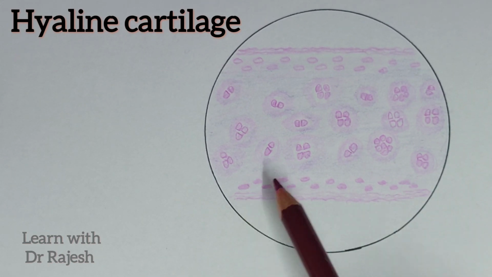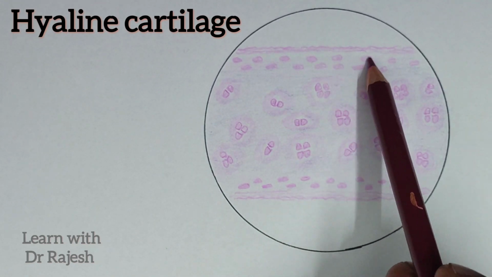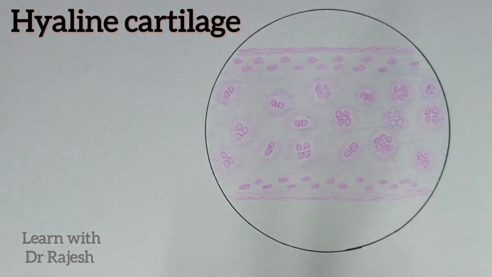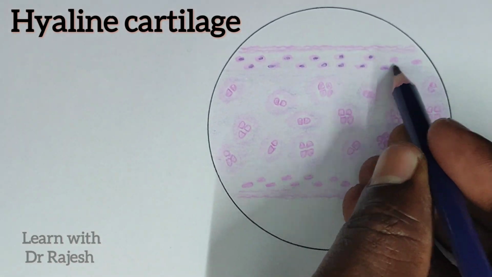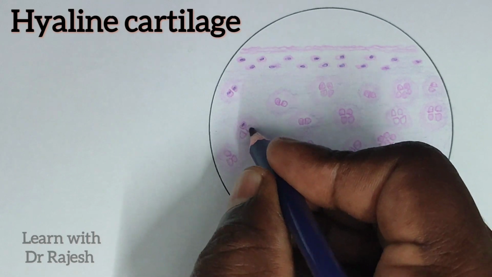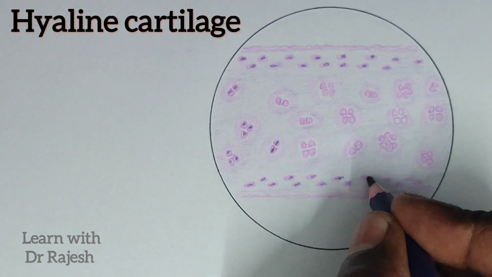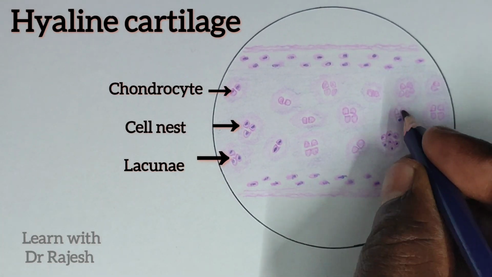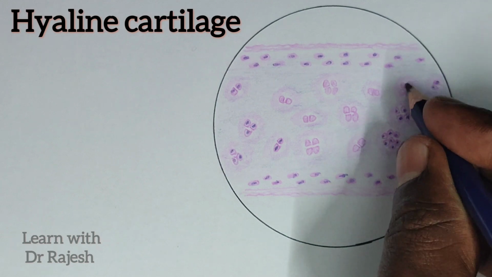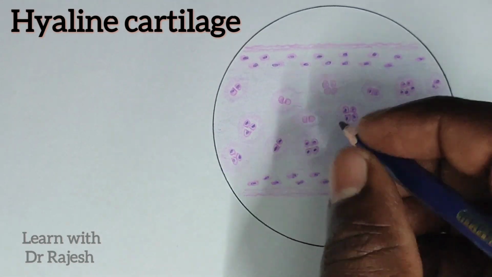So the nucleus are centrally placed and rounded for these chondrocytes. These chondrocytes which are present inside these lacunae are produced by the chondroblast cells, mainly which is present in the periphery. So the flat cells what we have drawn in the periphery in the perichondrium, the chondroblast cells are the one which is mainly responsible for the production of these chondrocytes.